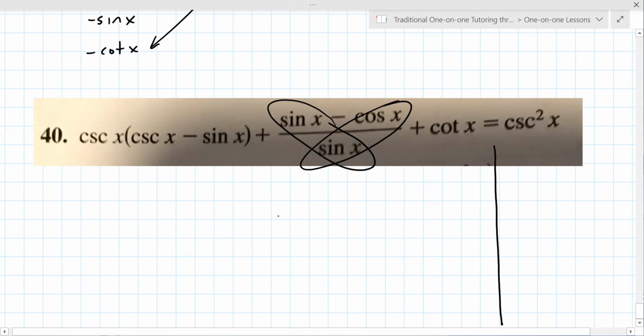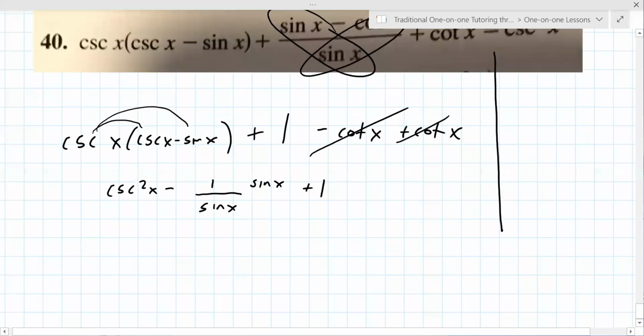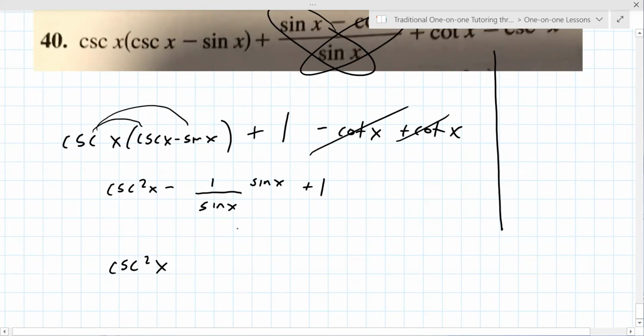It's like you almost have to look ahead. That's one of the first things I saw was the whole cosine. Well, it's going to be negative cotangent, and that's going to cancel really nicely. Those cancel, plus 1. Okay, so now I guess we're going to just distribute in because we don't know any better. Cosecant squared x minus, now instead of cosecant, we can write it as 1 over sine x times sine x, plus 1. So that's cosecant squared x minus 1 plus 1, and we have it.